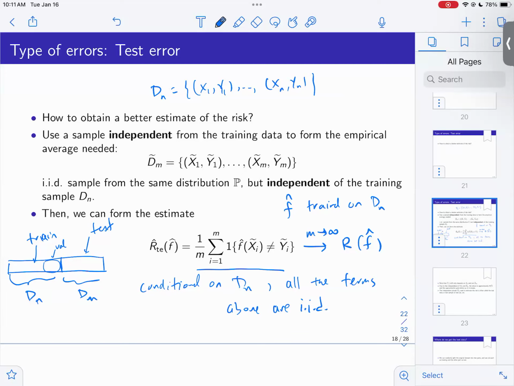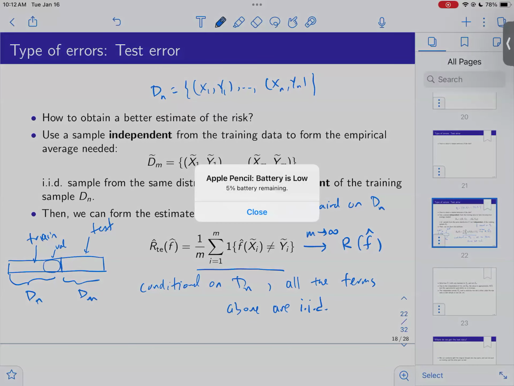The validation part plays the role of a test, because you want to train your classifier, and then there's something you want to choose based on the true error. So you want an estimate of the true error during your training. What you do is keep this part as the validation set and evaluate the classifier on it. This gives you an estimate of the true risk during training, and then you can use it to optimize your classifier.